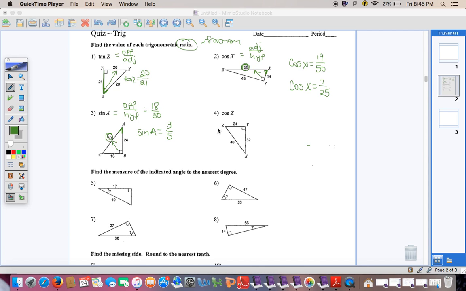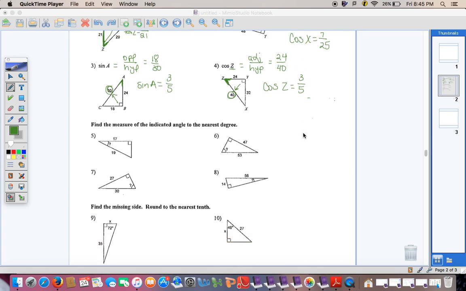Cosine of Z. This is the angle that we're finding the ratio for. And we know cosine of z is equal to the adjacent leg divided by the hypotenuse. Again, the hypotenuse is across from our 90-degree angle, so the hypotenuse is 40, and the adjacent leg is the leg that's touching our angle, z. So touching our angle is 24. When we reduce that, we get cosine of z is equal to 3/5.